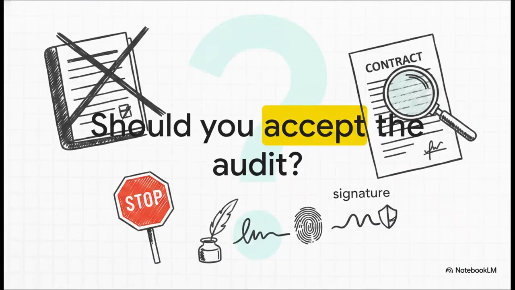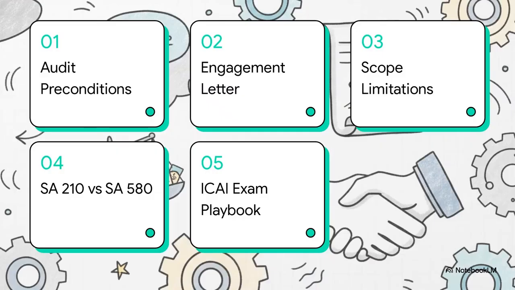Think about this for a second. Before you even look at a single ledger, before you crunch a single number, how do you actually know you should accept an audit engagement in the first place? It's a massive question, right? SA 210 is all about spotting those absolute deal breakers before the audit even kicks off. Because as an auditor, your signature is on the line, and you really need to know exactly what you're walking into. So, here's our game plan for today.